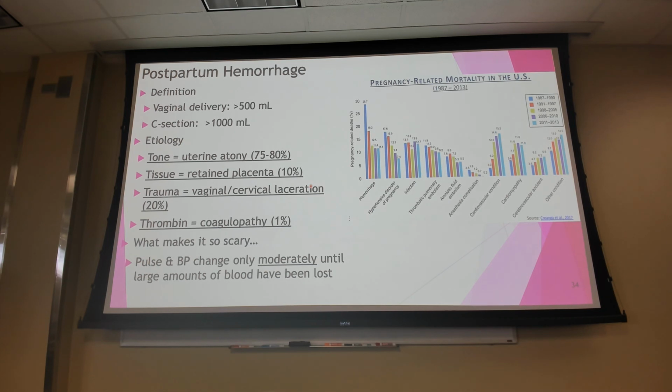Remember, these are usually otherwise healthy people. And so you're not going to see an immediate change in their blood pressure or their heart rate. By the time you see a change in the blood pressure and heart rate, mom has already lost a significant amount of blood. Oftentimes, upwards of half of their blood volume before you'll see much of a change in their vital signs.